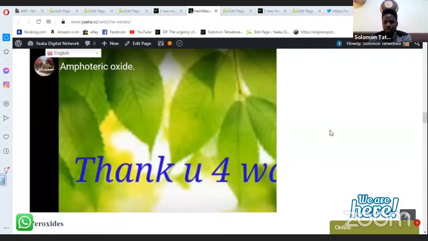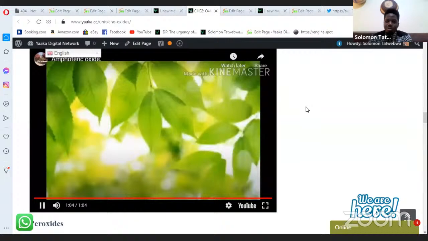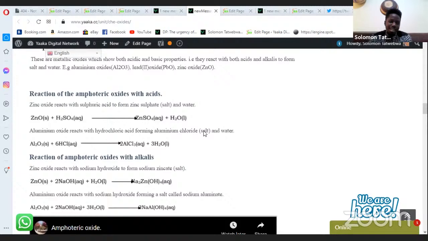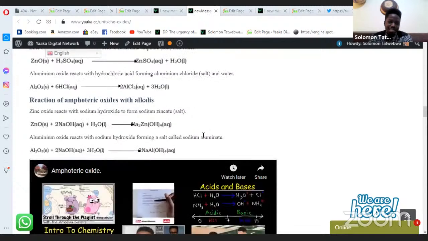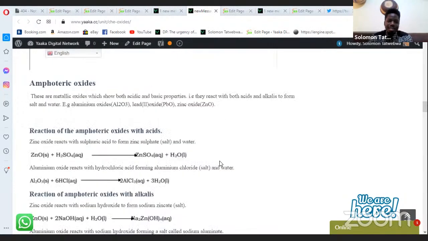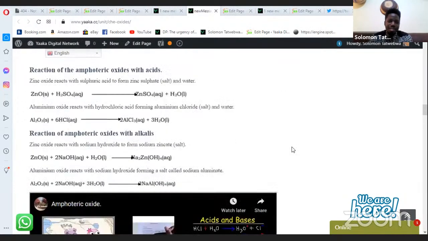So that was as simple as that, okay? The very things that we have talked about, their reactions. The special thing about them is that they can react with both acids and alkalis. That's the only special thing about amphoteric oxides.